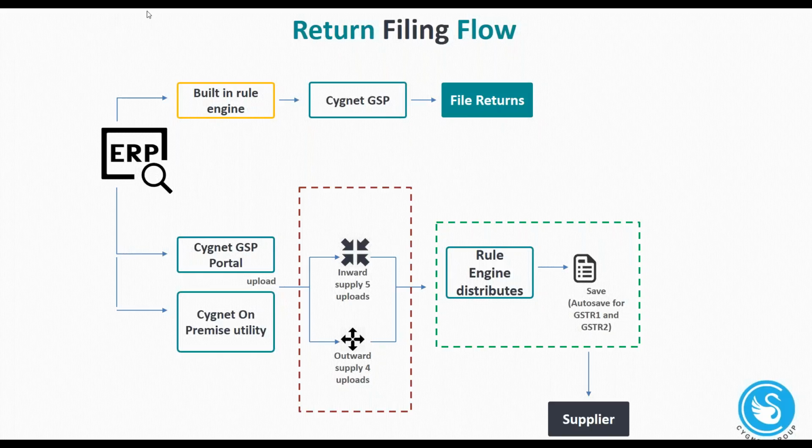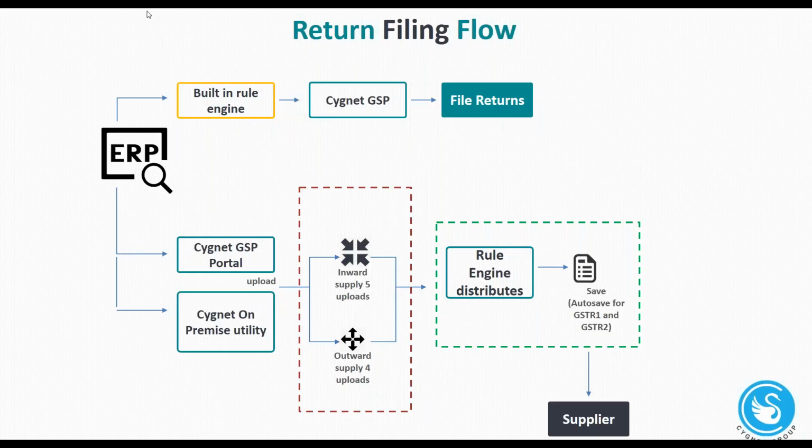Now, if you have an ERP system, then an ASP or a GSP will provide you a built-in rule engine. If we take the GSTR1 form, it has around 14 to 17 different sections. If you are going to create a manual return out of it, then you will have to upload the data into each of these sections, and then manually file each of those sections. But with a very good enriched API and a rule engine, directly from your ERP system with a built-in rule engine, you can file the returns.